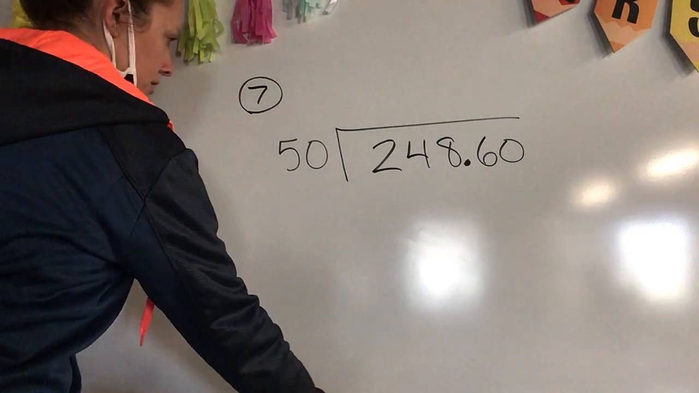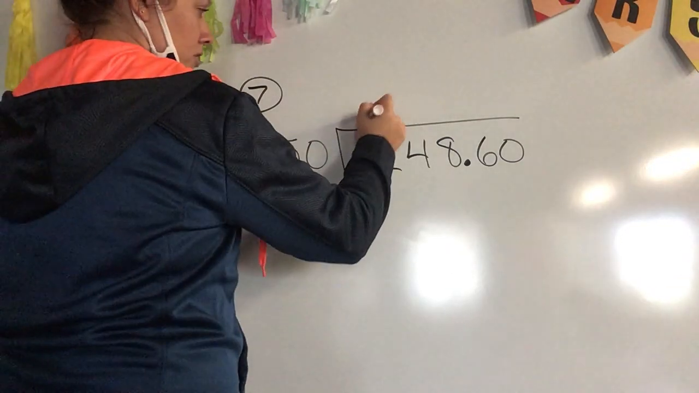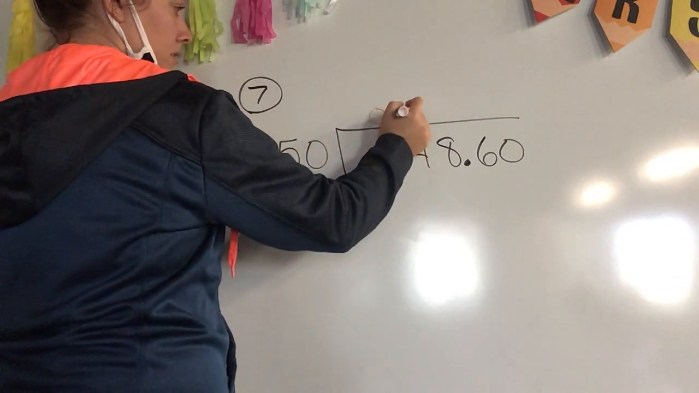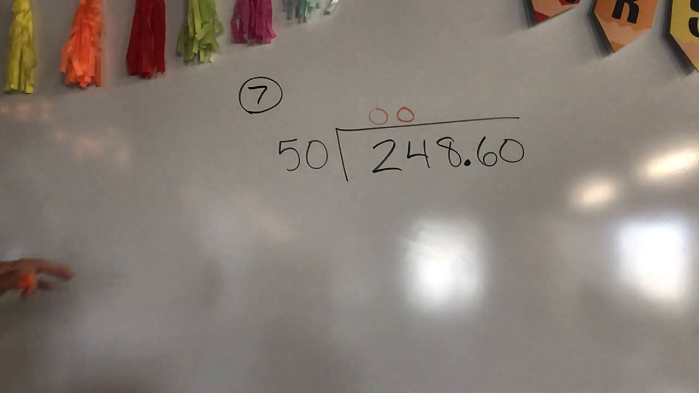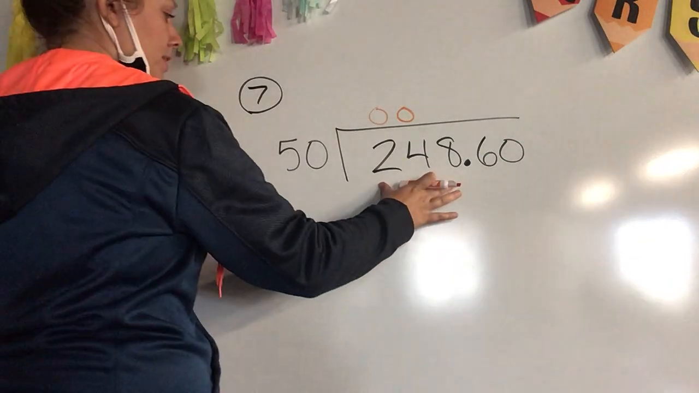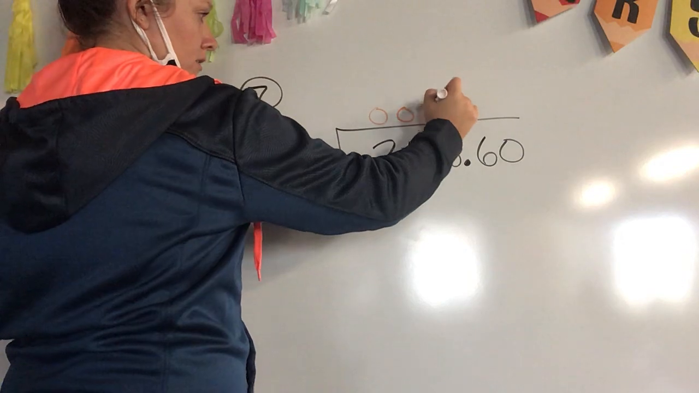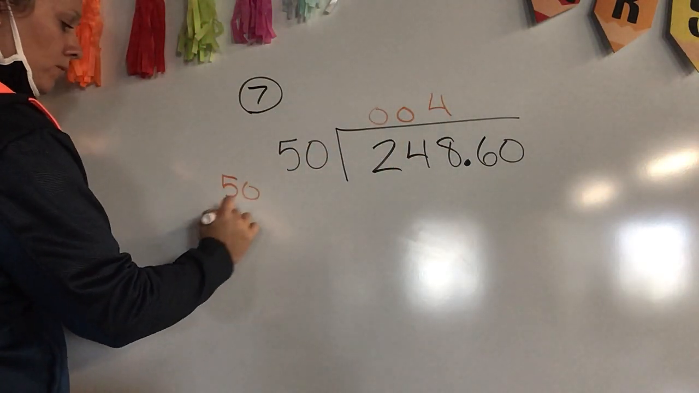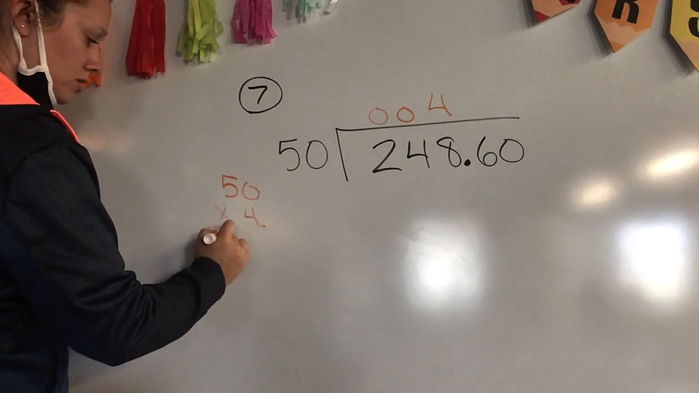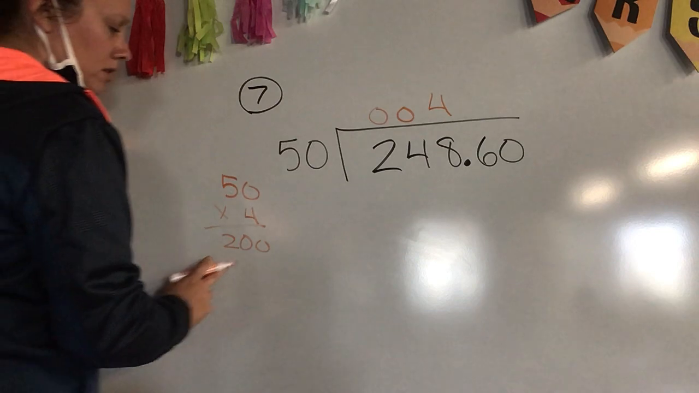Can I do 2 divided by 50? Can I do 24 divided by 50? Can I do 248 divided by 50? Okay, use your math facts of 5 to help you. About how many times does 50 go into 248? Jake? 4 times. Let's come over here and check. 50 times 4 is 200. Could I do 50 times 5 to get closer? No, that'd be too big.